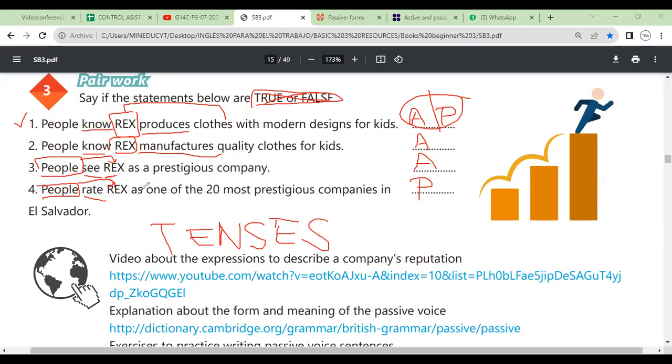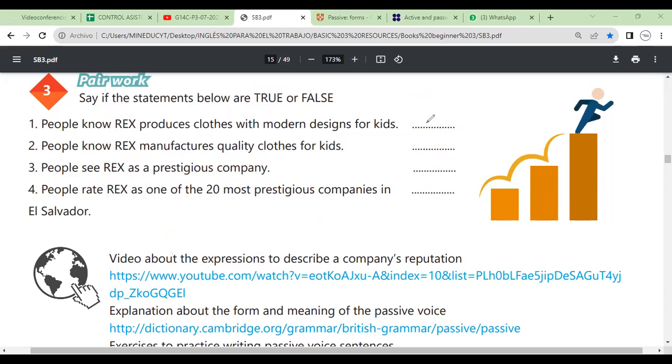Okay. Tenemos quien hace la actividad. Entonces, ya esa es una clave para saber que esto está en activo. Active. Active. And active. All of them are in active. Okay.